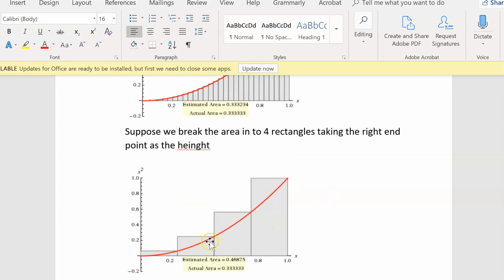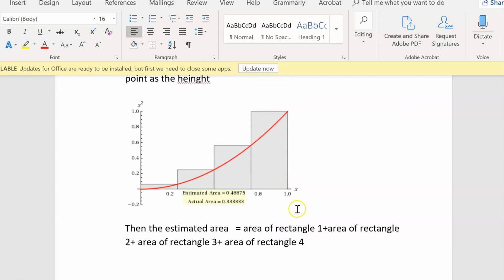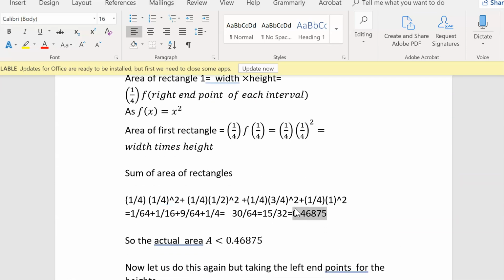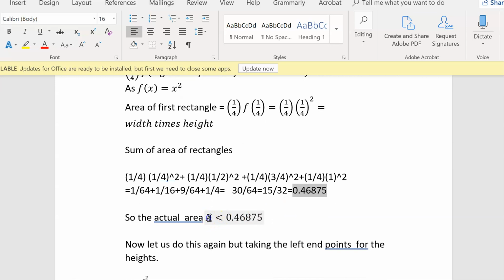Well, you can see that the actual area under the curve, which is this, in this case a little bare because it's only four rectangles, looks quite lower. It's lower than the area of the rectangles. So if the actual area is A, it's lower than the sum of the rectangles. Actual area is lower than that.